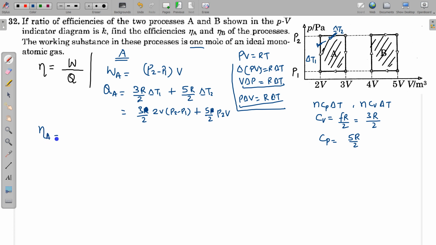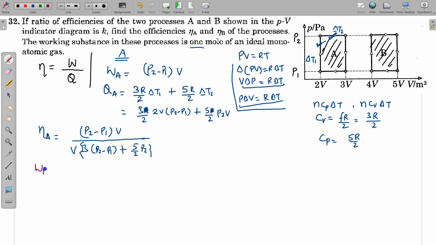Now efficiency can be written as (P2 minus P1) times V divided by, this 2 and 2 will go, this is 3, V will come out as common, 3 (P2 minus P1), and this is 5 by 2 P2. So this is the expression for efficiency in case of A. Let us find efficiency in case of B.